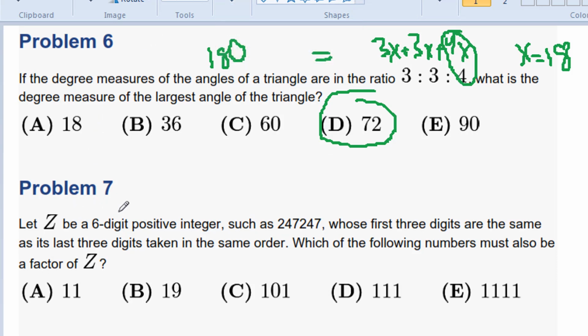All right, let z be a 6-digit positive integer such as this. The first 3 digits are the same as the last 3 digits. Which of the following must be a factor of z? Now, I've seen this question a million times. We really shouldn't do it this way, but for kicks, let's just divide 11 into it.